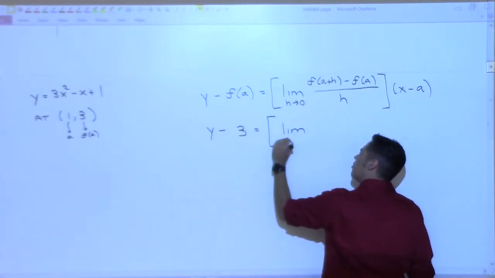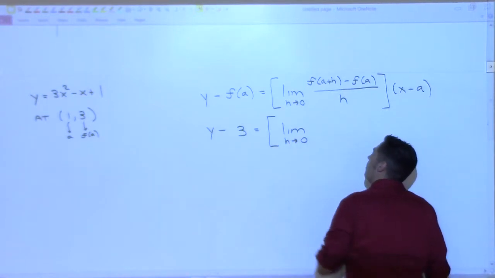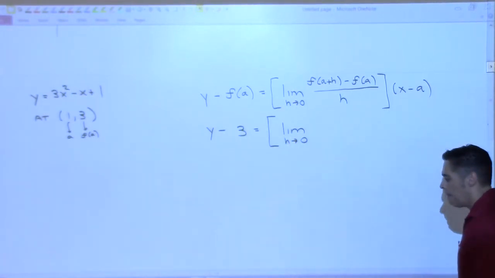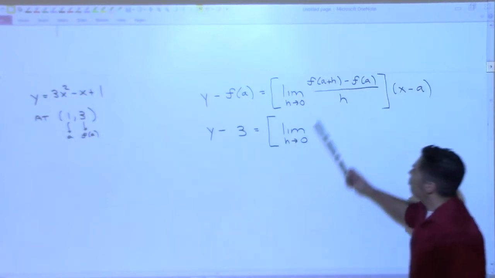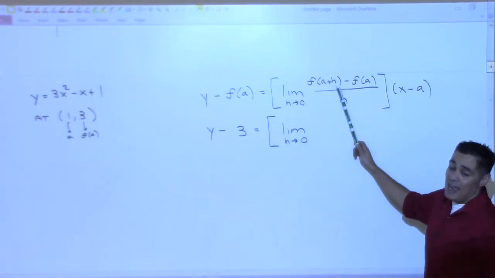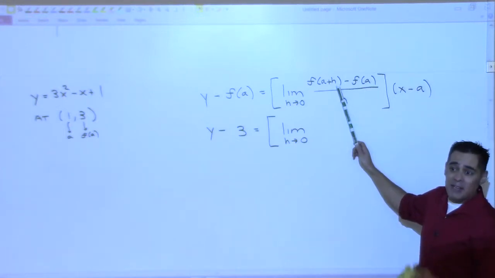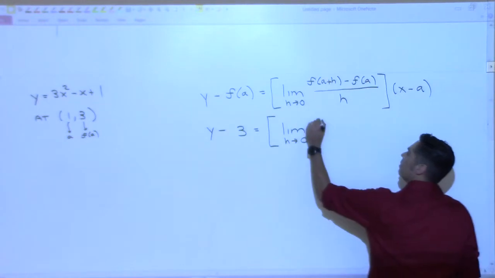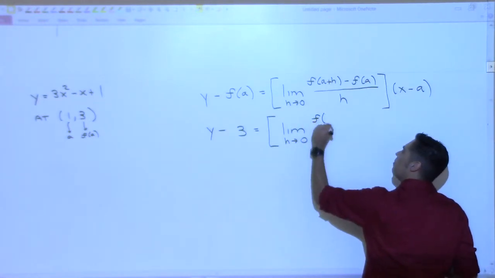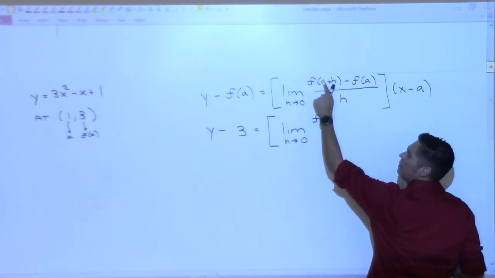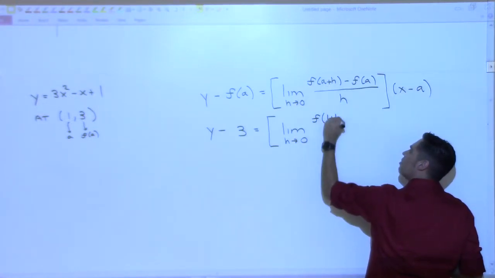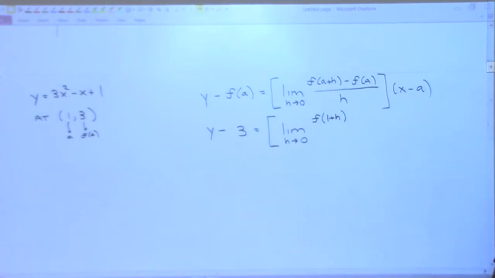limit h is going to go to 0. Now be careful on this next piece. Do you know what f of a plus h is? You don't. It's not 3, right? F of a is 3. But f of a plus h you don't know. So watch how I write this. I'm going to write f of, what is a? No, what is a? 1. A is 1. So isn't that really 1 plus h? Isn't that what that is?